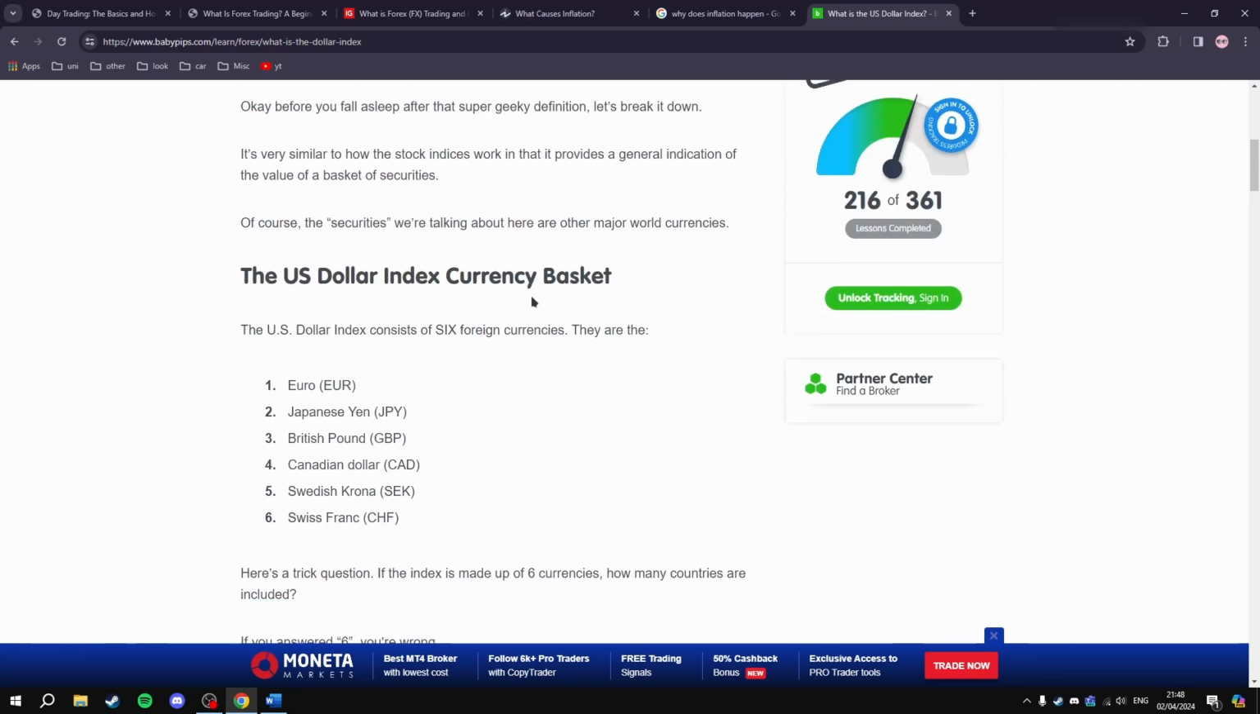So, the US dollar index currency basket. The US dollar index consists of 6 foreign currencies. They are Euro, Japanese yen, British pound, Canadian dollar, Swedish krona, and Swiss franc.